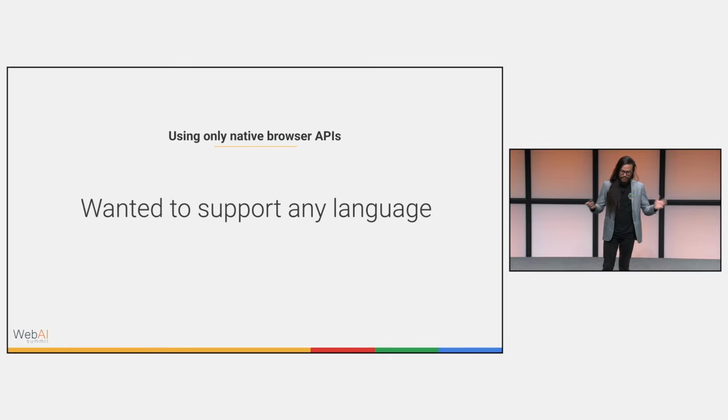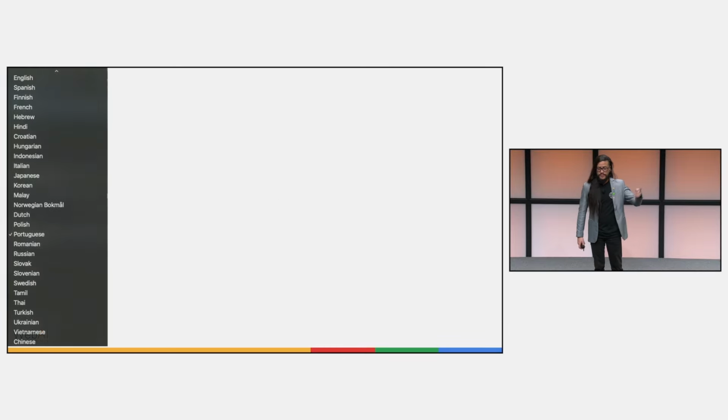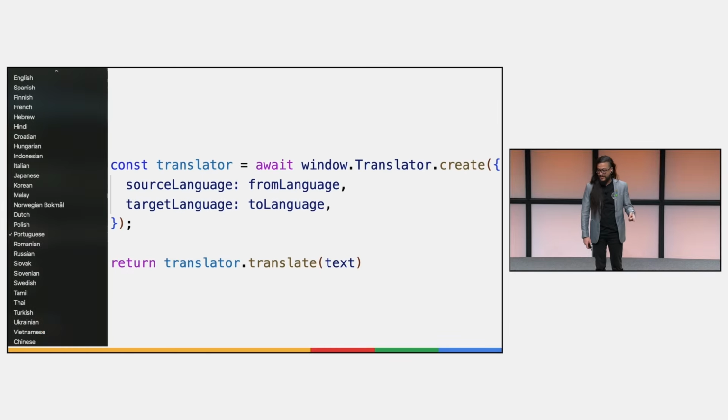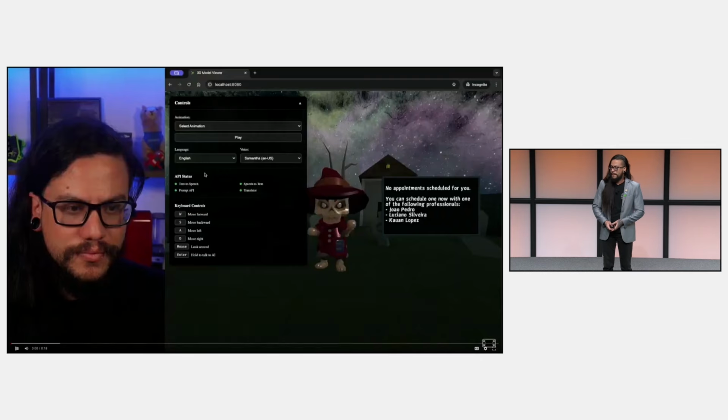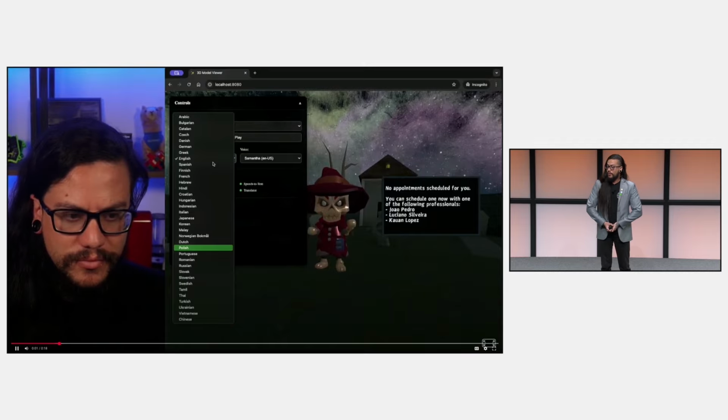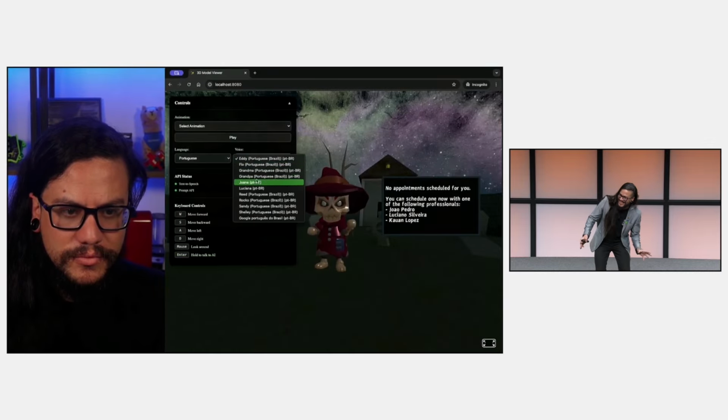Perfect. So my goal was to use only native browser APIs and to support any language. In the browser, if you don't know, there are a lot of languages you can use, right? But with the translator API, we can just say, well, what is the source? The source, I don't know, Chinese. I went from Chinese to English or English to Chinese, and it just worked seamlessly. So here's an example in Portuguese. Oh, let's learn Portuguese today.